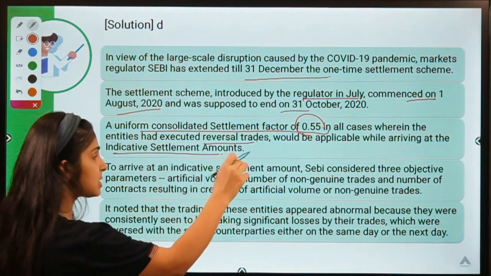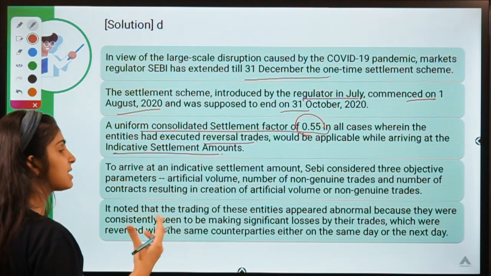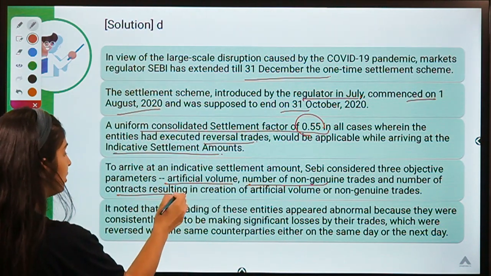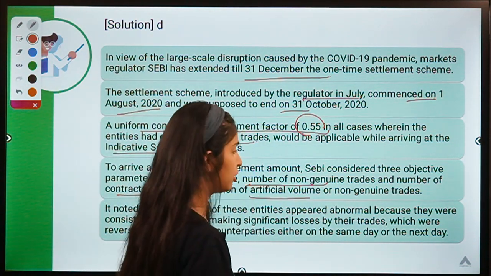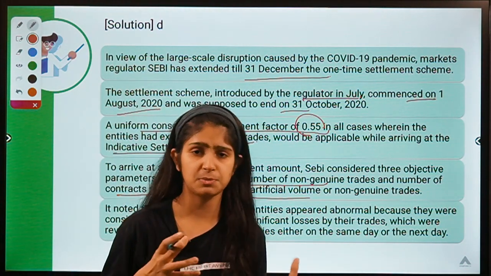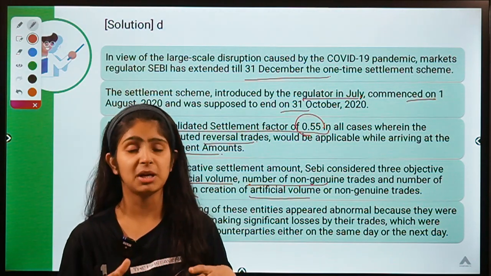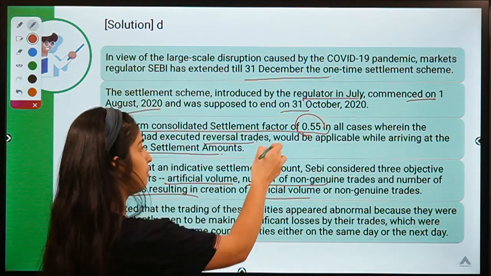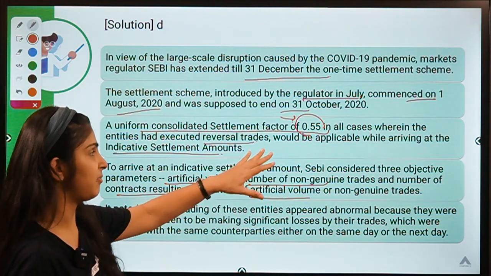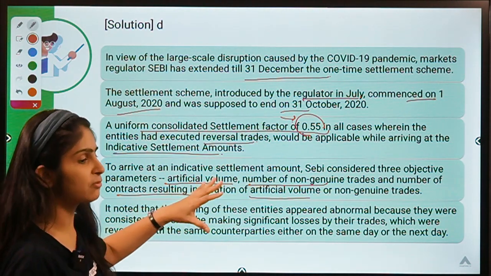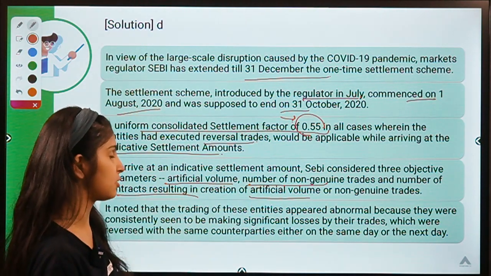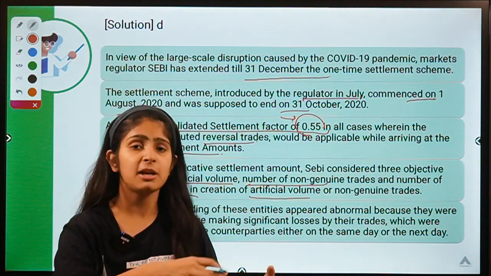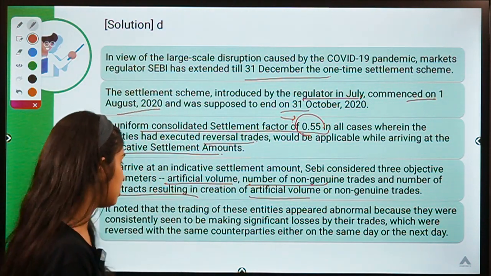So, to arrive at this factor or this amount, SEBI has considered some parameters here, which are artificial volume, number of non-genuine trades, and number of contracts resulting in creation of artificial volume or non-genuine trade. Basically, looking at how much trade has been carried out or how much money has been circulated through this route, SEBI has tried to find this particular factor by applying these parameters, that is, how much artificial volume has been created in the market due to such trades. Because obviously they give an impression of some activity going on in the market, but actually the purpose is not to trade but to carry out other purposes like tax evasion, right?